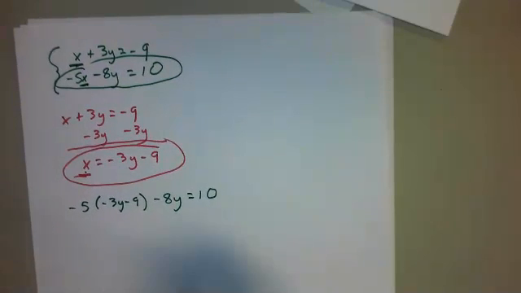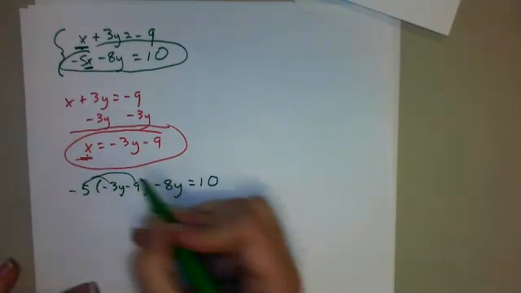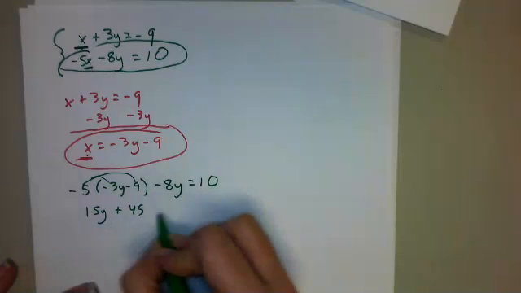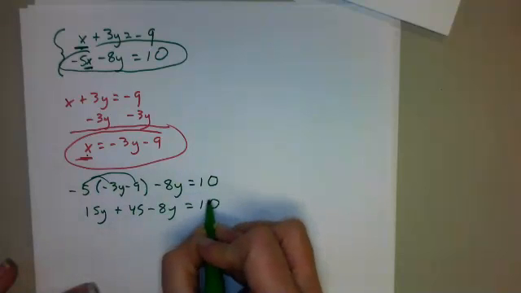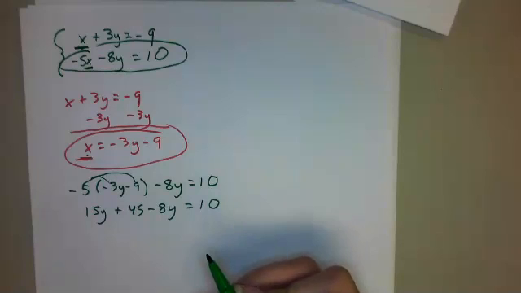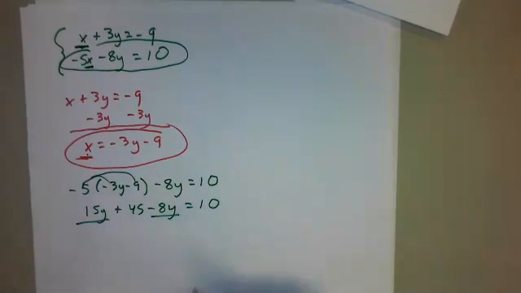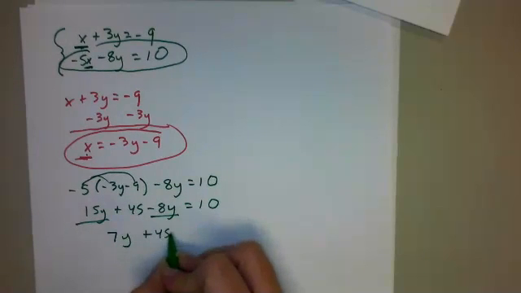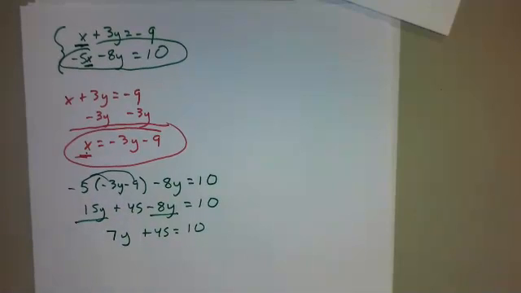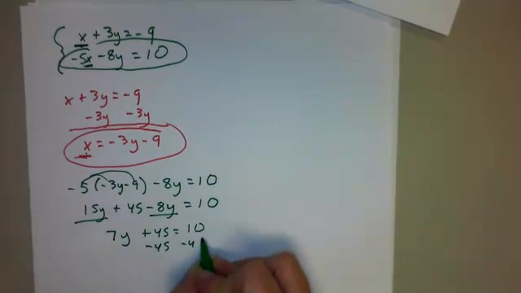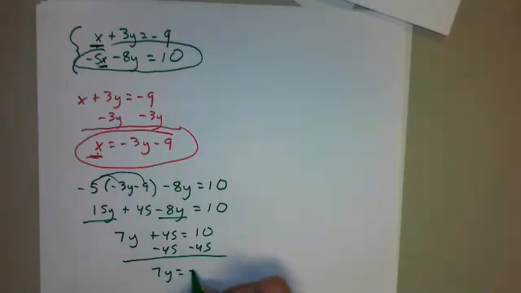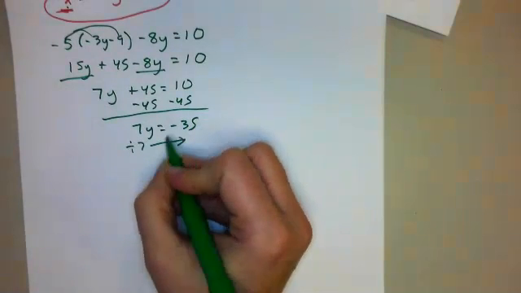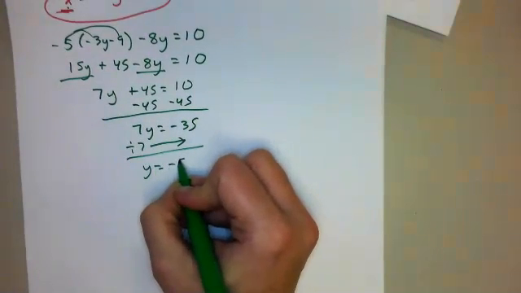So now I'm solving for y, okay? We're going to use the distributive property. I've got 15y plus 9 times 5 is 45 minus 8y equals 10. I'm going to combine like terms here. 15 minus 8 is 7y plus 45 equals 10. Subtract 45 from both sides. I get 7y equals negative 35. Let's move this up so you can actually see. Divide by 7. I get y equals negative 5.